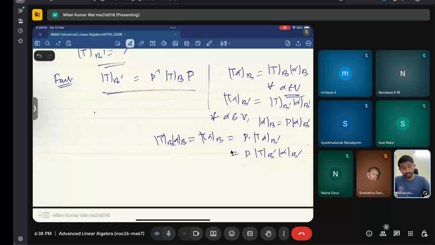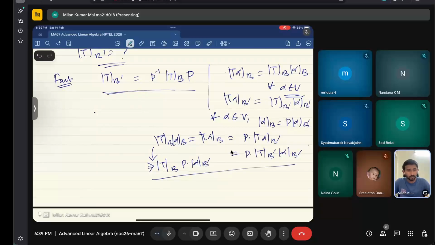And alpha B is equal to P into alpha with respect to B dash. That is Ax equals Px dash. This is what it is. Now, as this is true for all alpha, you can take an ordered basis, and then we get T B P as the matrix P T B dash. So that means T B dash is equal to P inverse T B P.